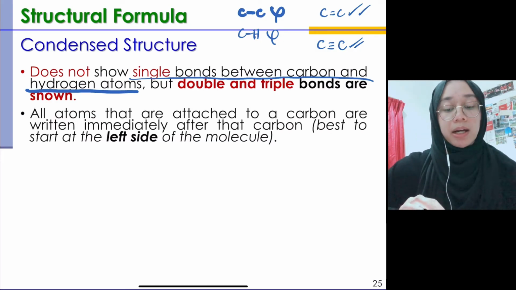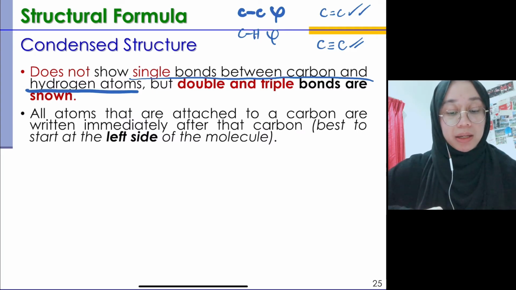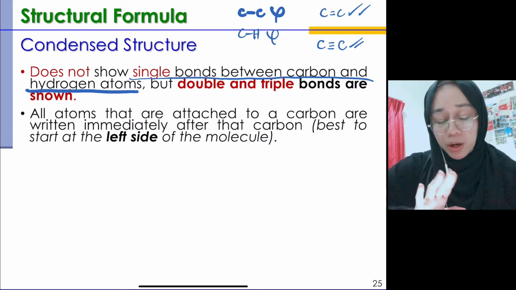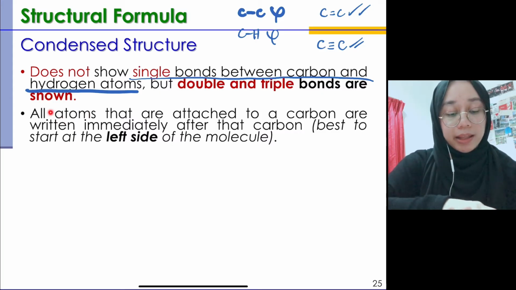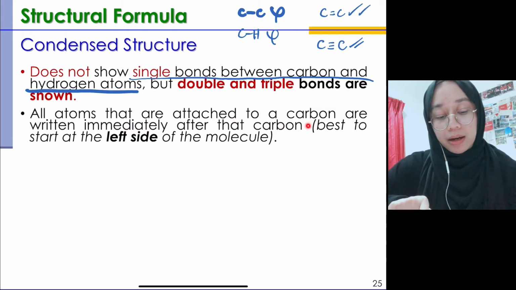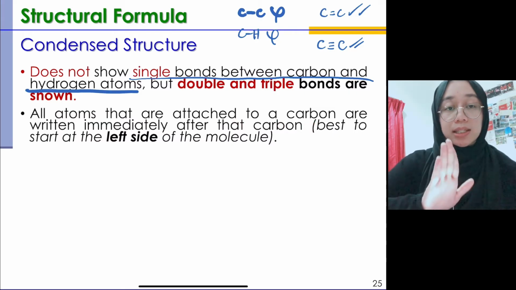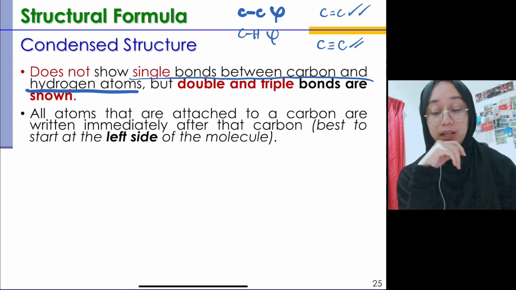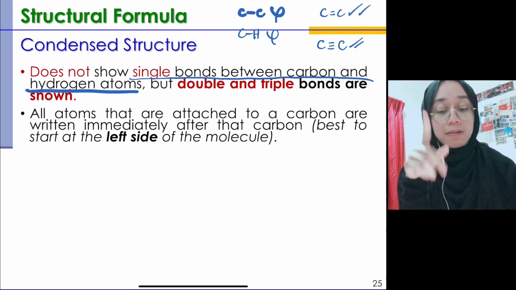So all atoms that are attached to a carbon are written immediately after that carbon. Okay, so hydrogen ke ataupun apa-apa benda lain lah. Okay, all other atoms yang attached to that carbon, kita akan tulis selepas carbon tersebut. Bermaksud dia akan berada sebelah kanan bila kamu tulis. Okay, so best to start at the left side of the molecule.